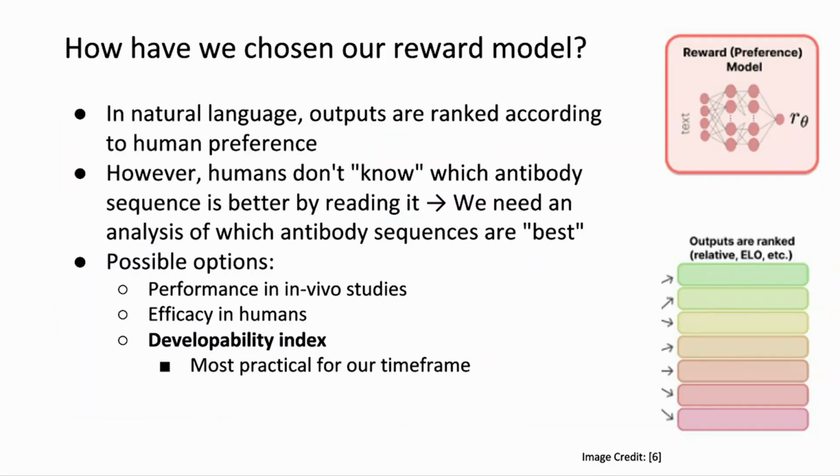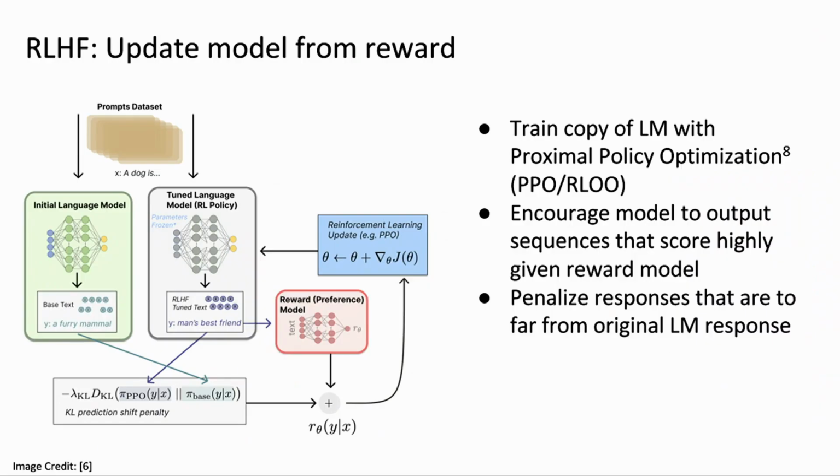And why we choose this is generally because humans don't know which antibody sequence is better by reading it, and we probably need an analysis of which antibody sequences are the best. And the possible options for our choices are like performance in animal studies, efficacy in humans, or this developability index. And we are currently choosing it because it's just most simple for us to implement within a short period of time. And the final stage is the reinforcement learning, in which we update the model from the real-world feedback.